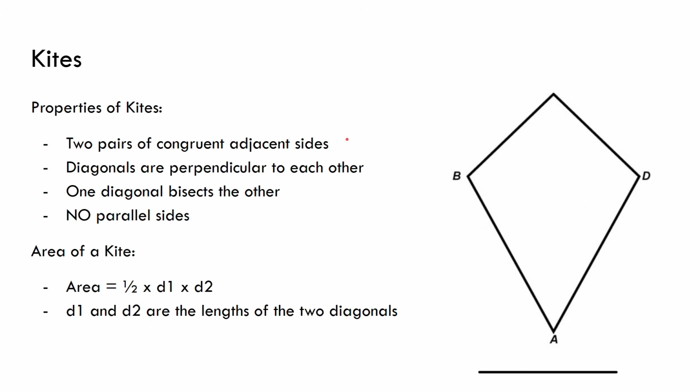For kites, remember they have no pairs of parallel lines, right? So 2 pairs of congruent adjacent sides. The diagonals are perpendicular to each other, which means that they form right angles, and one diagonal bisects the other. So the longer diagonal bisects the shorter diagonal. So the area of a kite is equal to 1/2 times the first diagonal times the second diagonal.